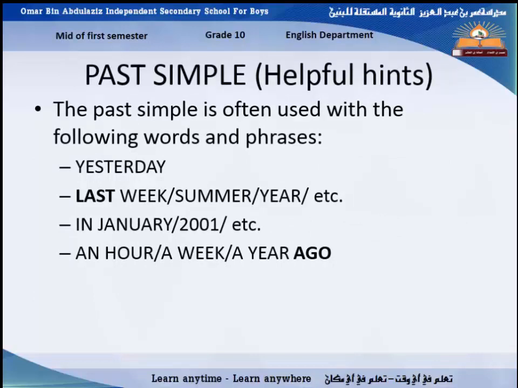Helpful hints in the past simple. The past simple is often used with the following words and phrases, like the word yesterday, last week, last summer, last year, etc. Or in January, in 2001, etc. Or in an hour, a week, a year ago.